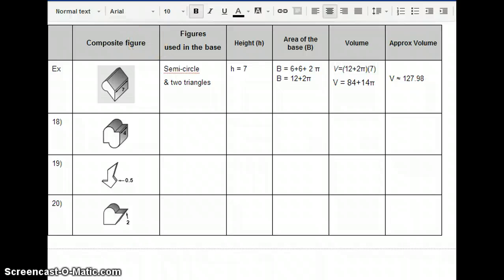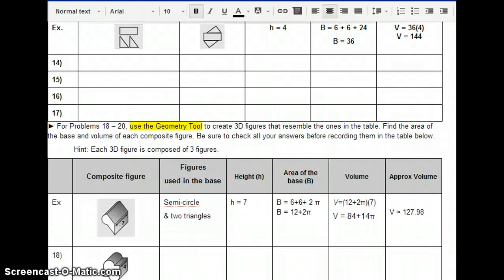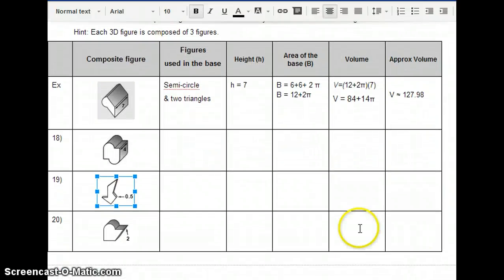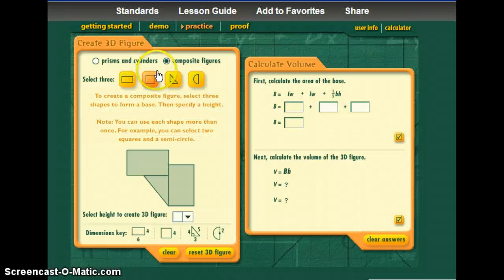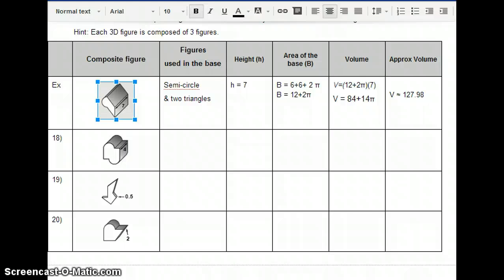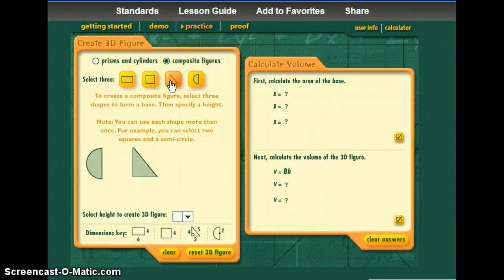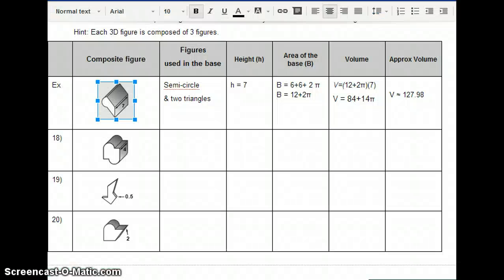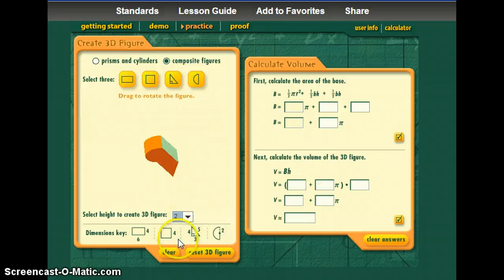Okay, so in this case, they're actually telling you what pictures to draw. In the first table, you can draw whatever ones you want to, but these are actually asking you. So this first one here is talking about a semicircle and two triangles. So semicircle, two triangles, and it'll give you this figure, and then you can select the height, 2, 4, or 7, or 0.5, and then basically you're just going to calculate the area of that figure.